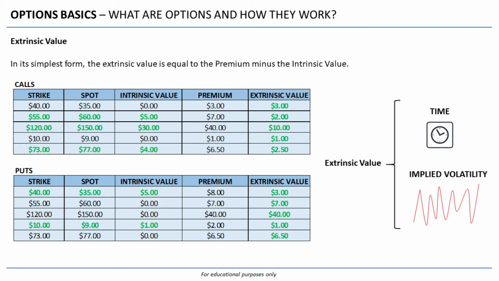To be more specific, extrinsic value is composed of time and implied volatility. All else being equal, if time to expiration increases and volatility increases, the extrinsic value will increase. And vice versa, if time to expiration decreases and volatility decreases, the extrinsic value will decrease. These two variables will be explained in more detail in future videos.